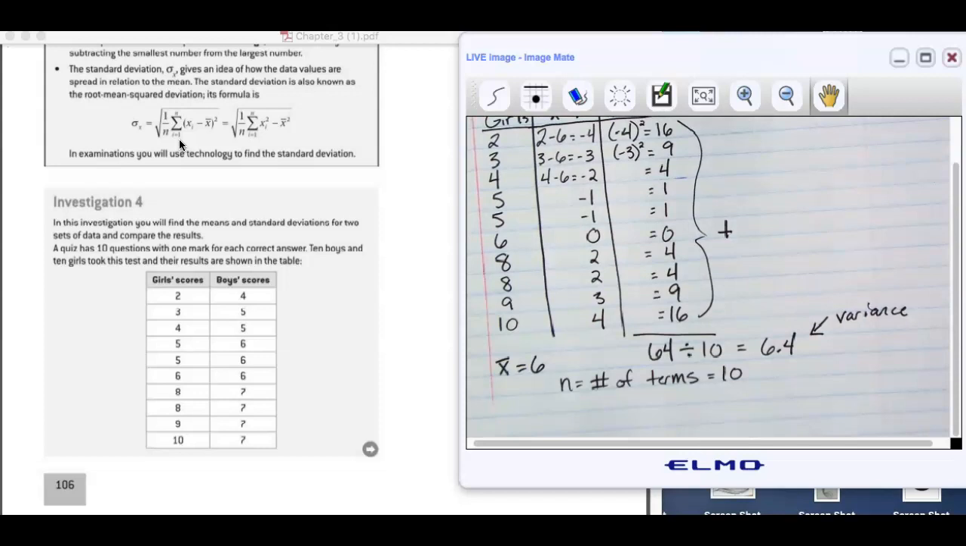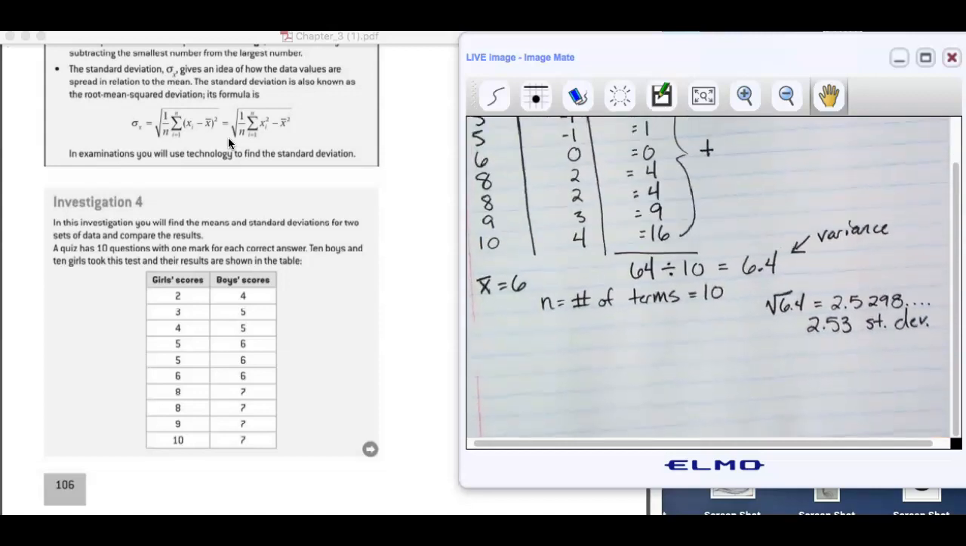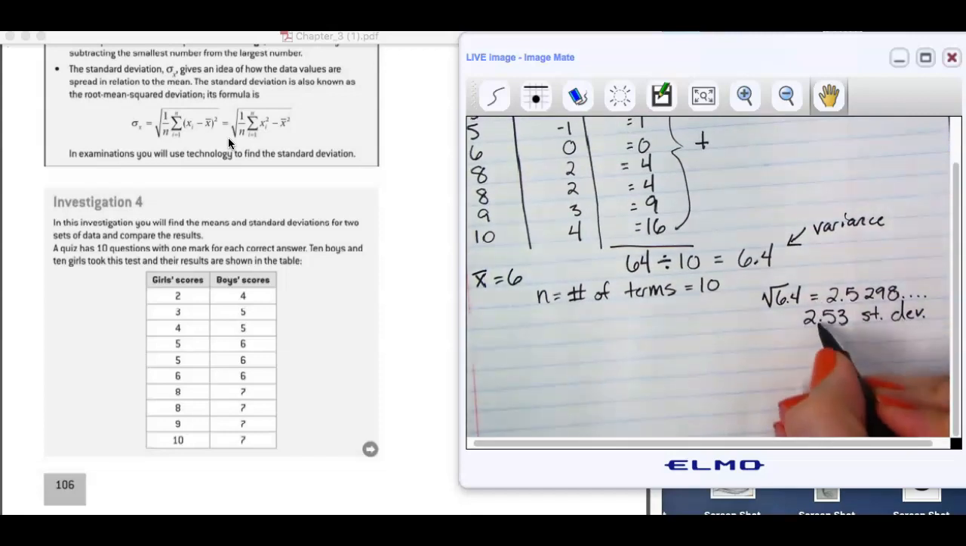So once we divide it, when we're inside the square root, that's what we call the variance. And then we square root that to get our standard deviation. So I would square root 6.4. And if I do that, I get approximately 2.5298, etc., or 2.53 as our standard deviation. Okay, what that number means is we tie this back into the context of the problem.